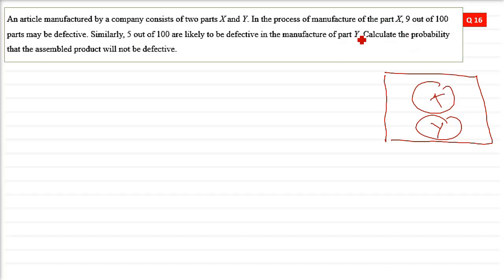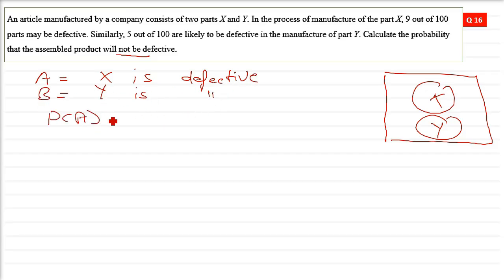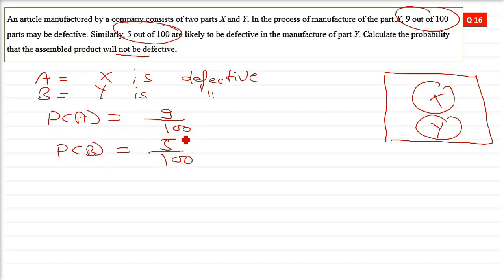But the article is made with a combination of X and Y. You combine these two, then the article is made. So we have to calculate the probability that the assembled product will not be defective. We are calling the event that X is defective A, and B is Y is defective. So probability of A, given in the question, is 9 out of 100, that is 9 divided by 100. Probability of B is 5 out of 100, simply 5 divided by 100. So this is likely to be defective in the manufacture of part Y.